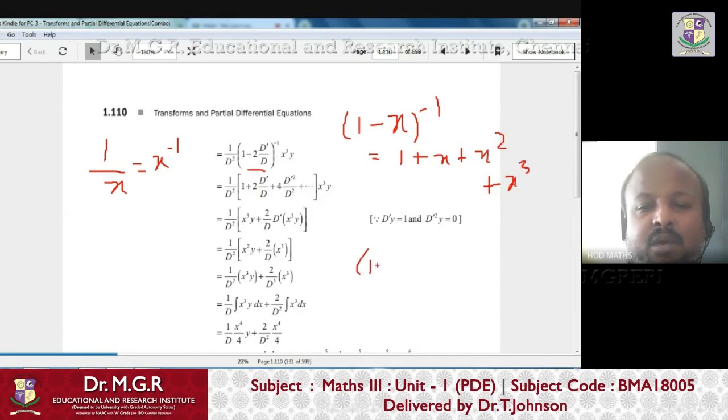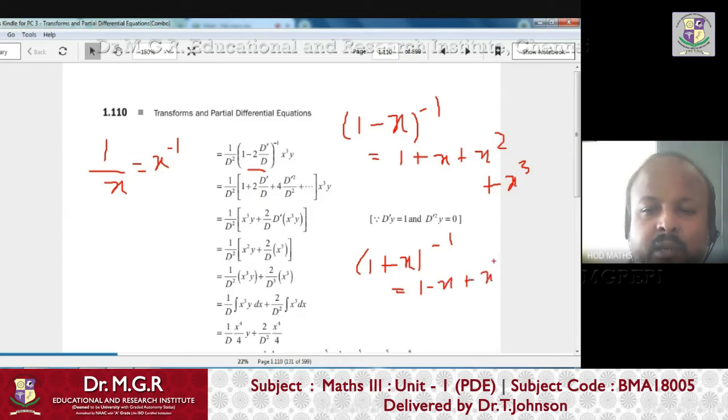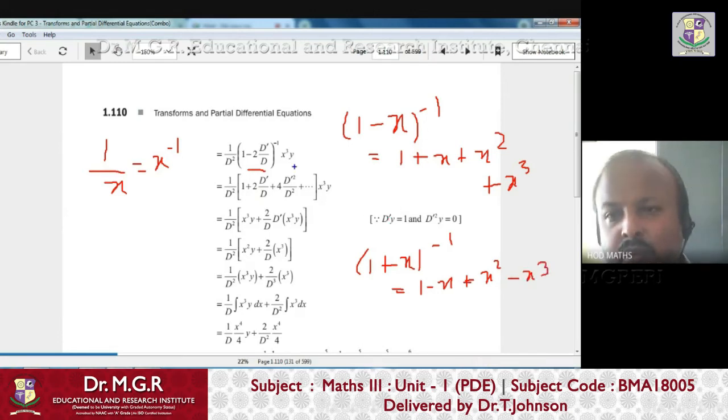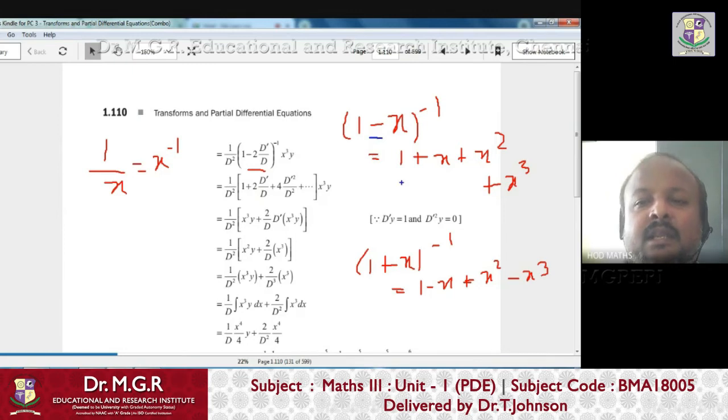Similarly, the expansion of 1 plus x power minus 1 becomes 1 minus x plus x square minus x cube. Same expansion but with alternating signs. Plus and minus signs come alternately. But if here also there is a minus, then everything becomes plus.